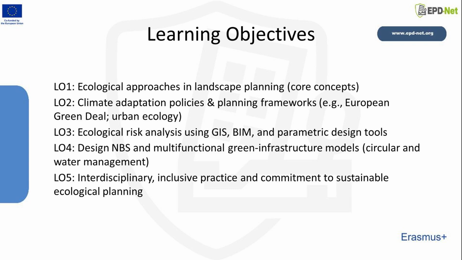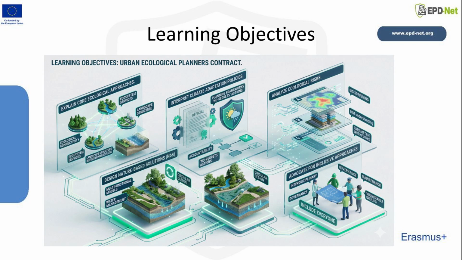Third, you should be able to analyze ecological risks using tools such as GIS for screening, BIM for asset understanding, and parametric workflows for exploring alternatives. Fourth, you should be able to design nature-based solutions and multifunctional green infrastructure models, with explicit attention to water management and circularity. Finally, you should be able to advocate for interdisciplinary and inclusive approaches, because flood risk management fails most often at the implementation layer, where governance, maintenance, and vulnerable groups are ignored.